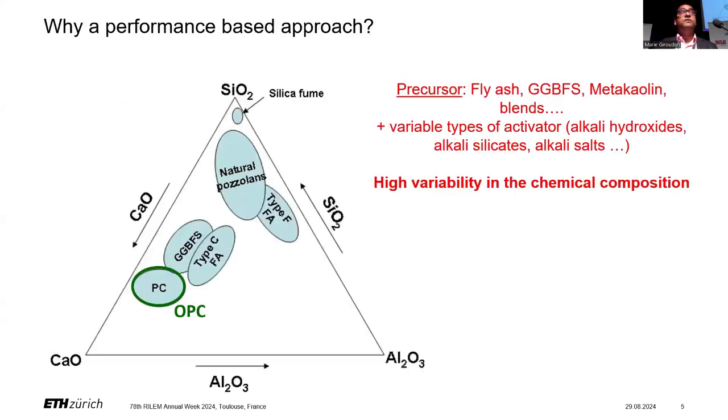So why a performance-based approach for a lot of these materials? They, of course, vary in composition quite significantly. And the activators that you potentially use are also varying, going from alkali hydroxide silicates to some near-neutral alkali salts. So this variability poses actually a very big problem if you want to keep getting consistent, reliable tests to determine how you judge the performance of these materials. And of course, they're very different from normal Portland cement. A lot has been said about that, so I'm not going to dive into too much detail on that.